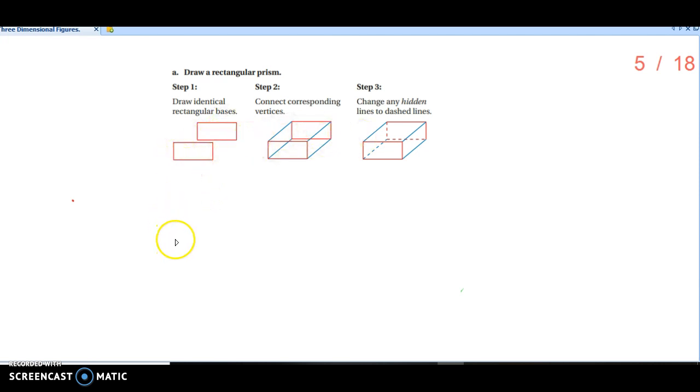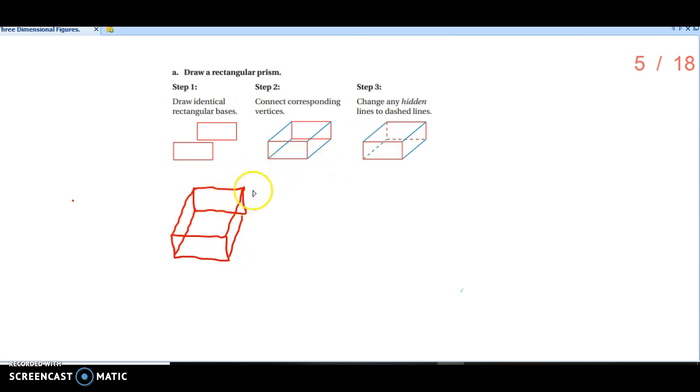The first step is to draw identical rectangle bases. So you start with 1, and then you go up above it, kind of in the middle up high, and you start to do your other rectangle there. So bottom one, and then one up over above it to the right. Then you're going to connect the corresponding vertices. So that means your top left vertex is going to have a line with your back top left vertex, okay? Your bottom one here is going to connect with your bottom one there. Your top one here with your top one there, and your bottom one here with the bottom one there, okay?